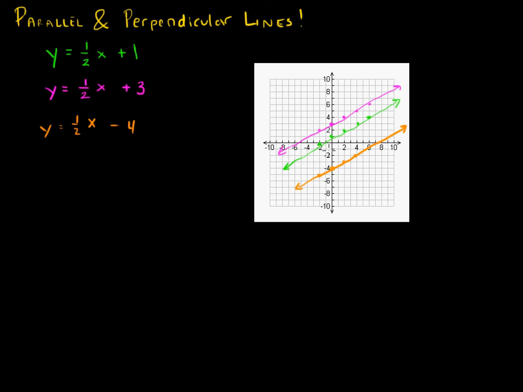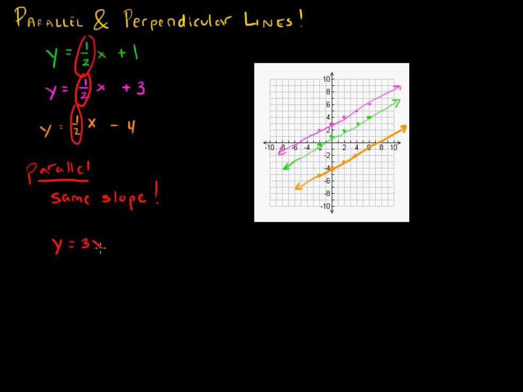So you probably have noticed something here. All of these lines are what we would normally call parallel. And if you notice, the equations of each of these parallel lines share something in common. They all have the same slope. So parallel lines have the same slope. If I want to know if two lines are parallel, I'm checking their slopes. I don't even have to graph it.